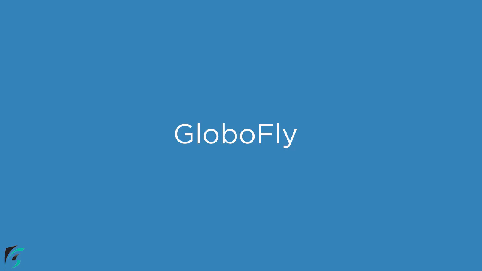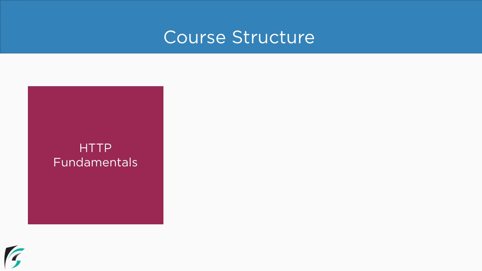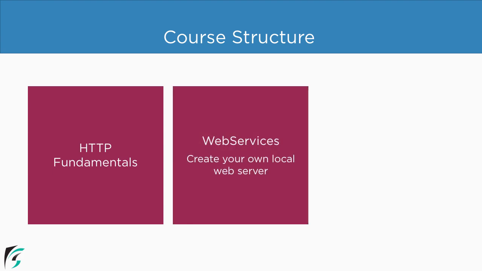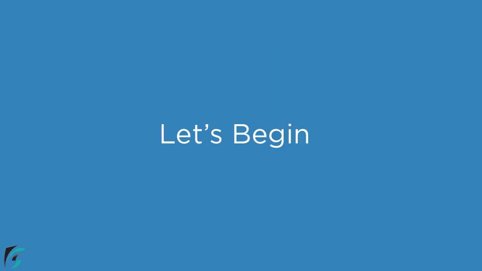Well, in this course, you will create an application from scratch known as Globofly, a glimpse of which you already saw in the previous video, in the course overview. And while creating this application, you will go through several concepts in this course. You will understand what exactly I mean by HTTP. What does it look like in terms of HTTP request and response? Then we will see how to create your own web services and run them on your local web server. And of course, we will use Retrofit to get your application online. So from the next video, let's begin.